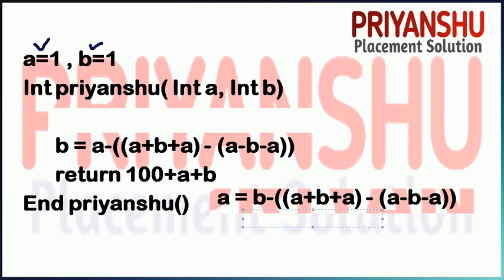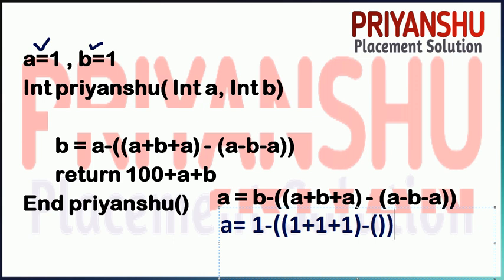See friends, here I write a equal to, a equal to, now friends, b minus. So now the value of b is basically 1, 1 minus of bracket. Now see, the value of a is basically 1 plus the b value is 1 again, and the value of a is again 1. Then after that minus of bracket, then the value of a is 1.